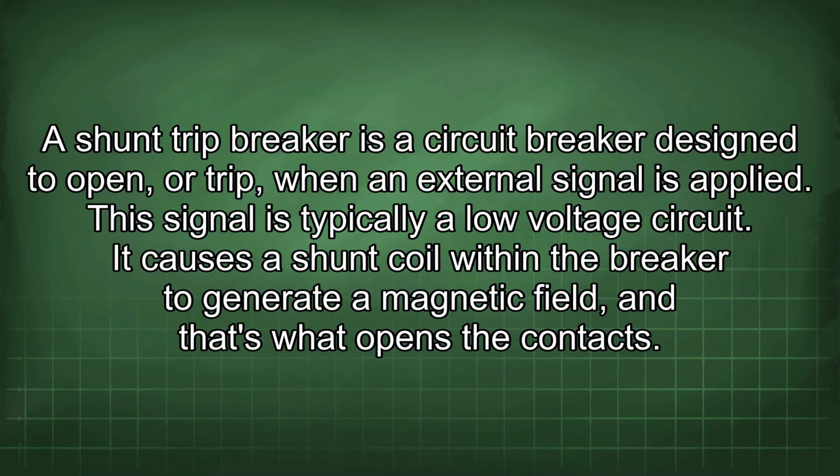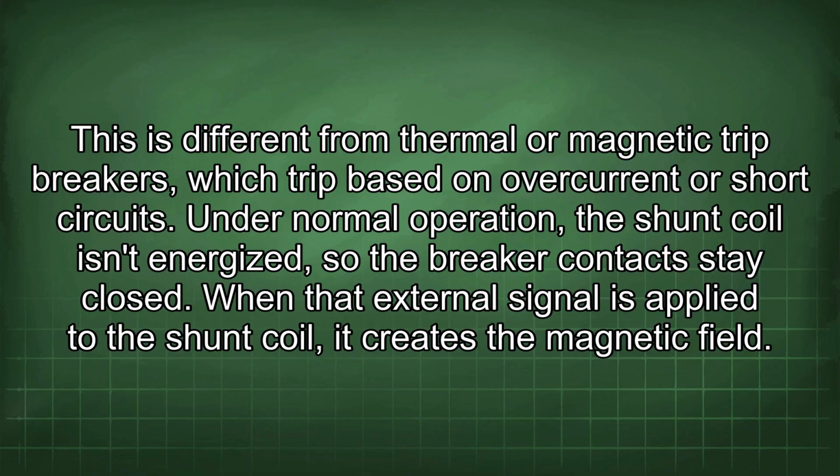A shunt trip breaker is a circuit breaker designed to open or trip when an external signal is applied. This signal is typically a low-voltage circuit. It causes a shunt coil within the breaker to generate a magnetic field, and that's what opens the contact. This is different from thermal or magnetic trip breakers, which trip based on overcurrent or short circuits.